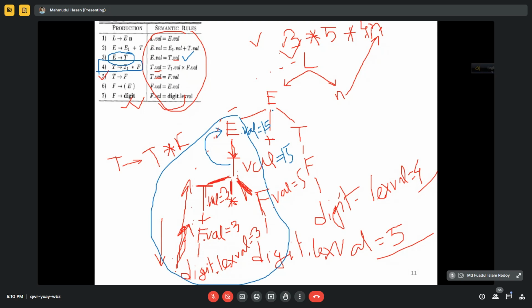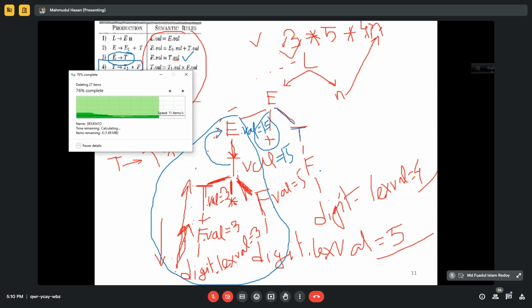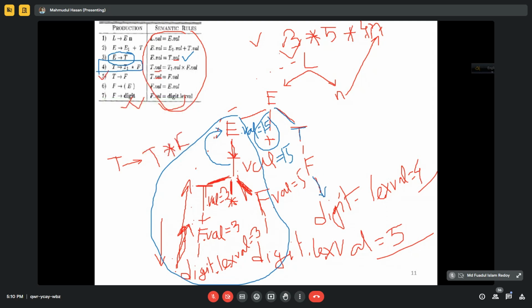Okay, so now this plus, actually nothing with plus. So now go to here, so T to F to digit.lexval, so digit F value, so there is a relation between F to digit. This is the production rule, F to digit. So when you follow this production rule, the semantic rule, this value goes to here, that means F value equals 4. Again T to F, that means T to T F, that value equals 4. Yes, T value equals 4.